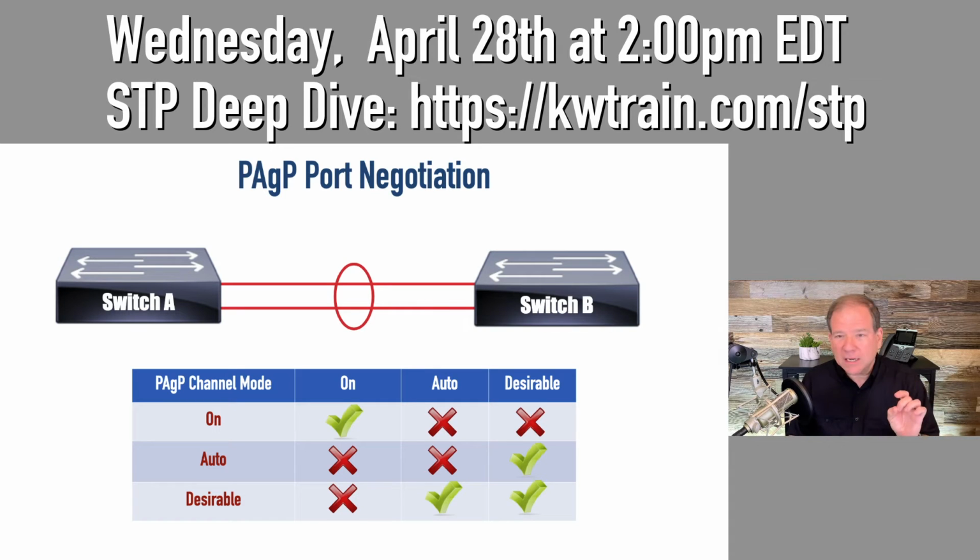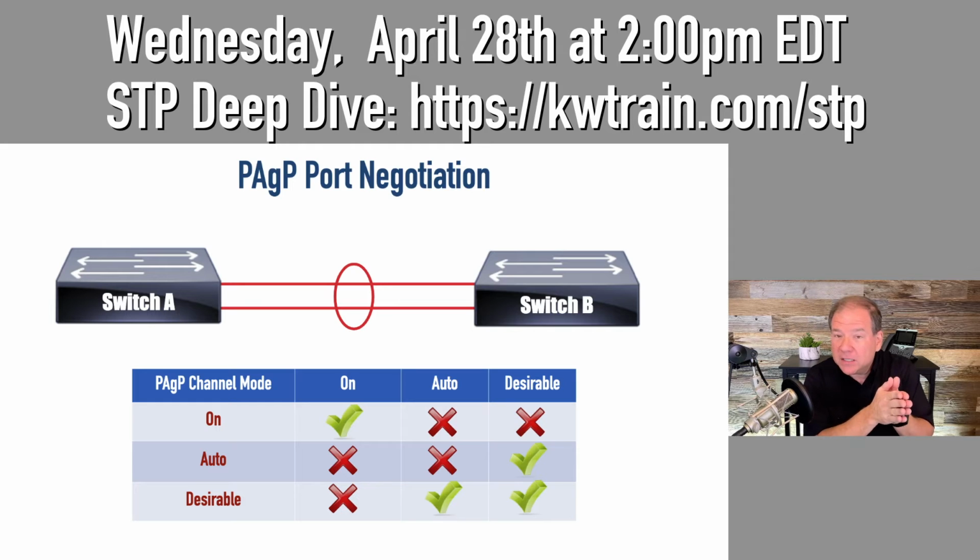Now, auto and desirable, those are dynamic ways of bringing this up. If one side of your EtherChannel, if those ports are set to dynamic auto, auto means they're willing to form a channel, but they're not going to initiate the formation of a channel. If somebody suggests to them, hey, let's form a channel, they'll say, sure, let's do it, and they'll come up. But they're not going to initiate it. So if both sides are auto, nobody's going to start the conversation. It's like a middle school dance. Nobody's going to walk across the floor and say, hey, do you want to dance? No, they're just going to sit there willing to become a channel, but nobody's going to initiate it.